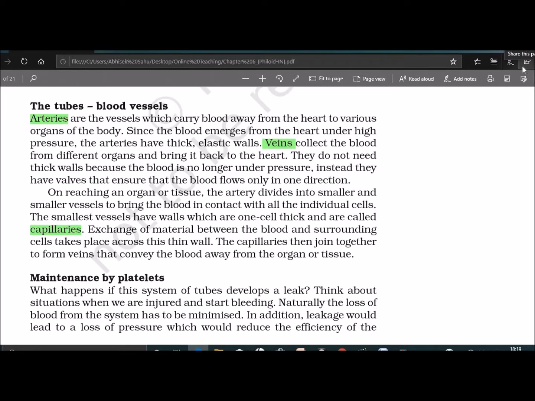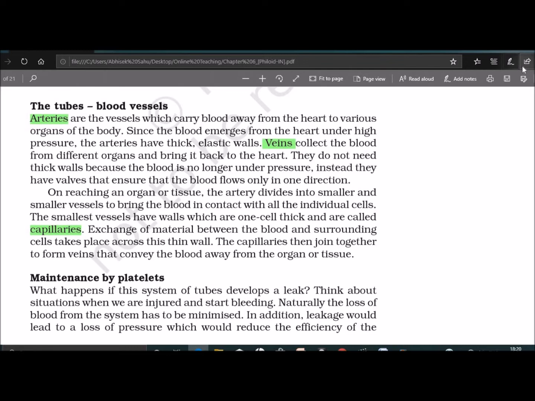Since the blood emerges from the heart under high pressure, the arteries have a thick and elastic wall. Second is your veins. They are tubes with thin walls that carry impure or deoxygenated blood from all over the body towards the heart.